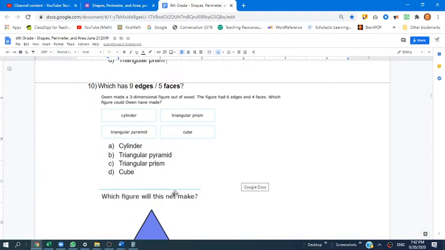Number 10. Which has 9 edges and 5 faces? A cylinder, a triangular pyramid, a triangular prism, or a cube? Pause the video if you need more time.